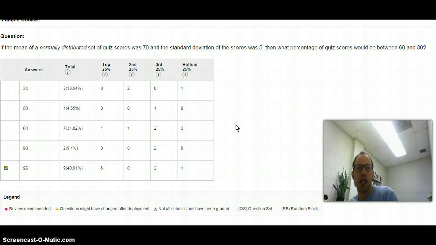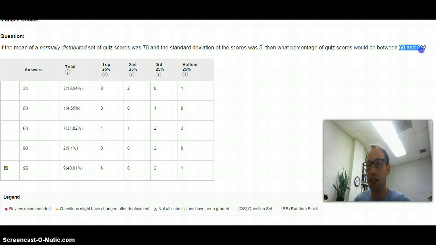Okay, the mean of a normally distributed set, and we have a standard deviation. So this is the 68, 95, 99 rule that I mentioned in one of the videos. 68% of the data in a normally distributed data set is within one standard deviation above or below the mean. So in this case, if the mean is 70 and the standard deviation is 5, we know that 68% of the data is between 65 and 75, because that's one standard deviation below and one standard deviation above. However, that's not what we have.